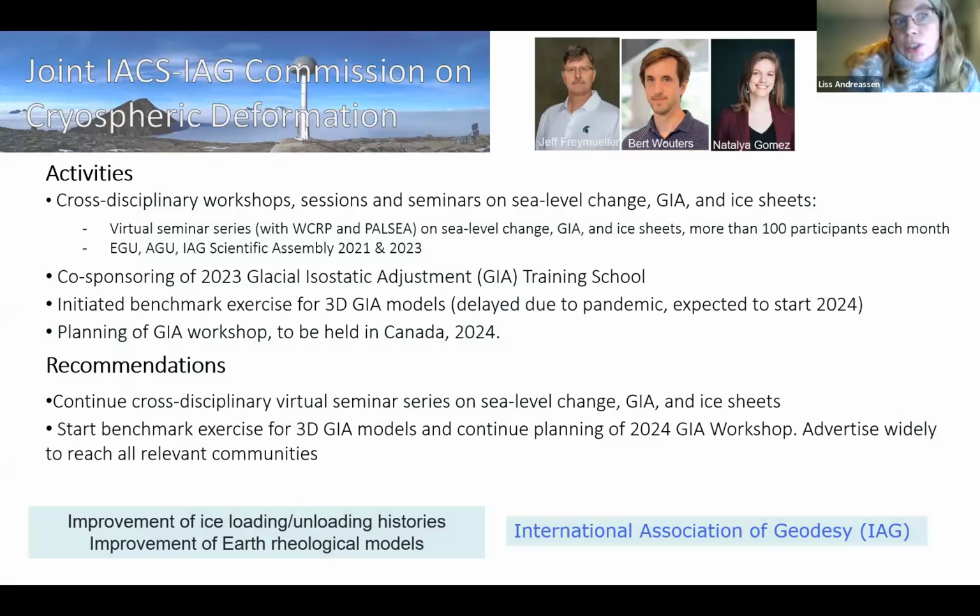Then we have three joint commissions. A joint commission is a commission joint with another IUGG association. There are many abbreviations there. So IAG is the International Association of Geodesy. Their objectives are to improve ice loading and unloading histories, improvement of Earth rheological models, etc. You find all the objectives on the homepage.